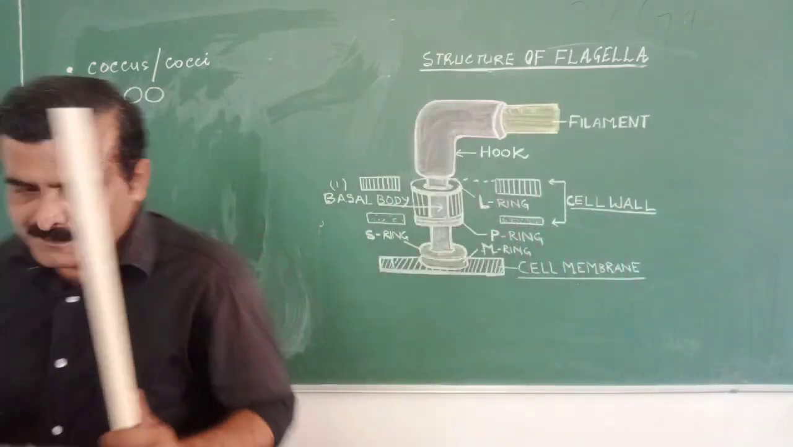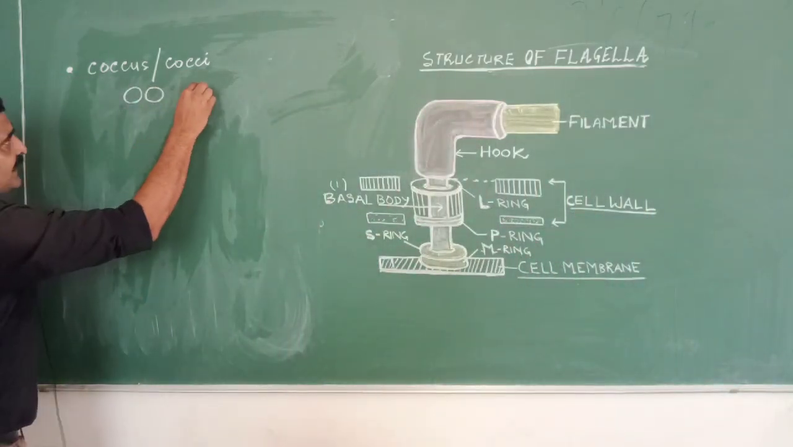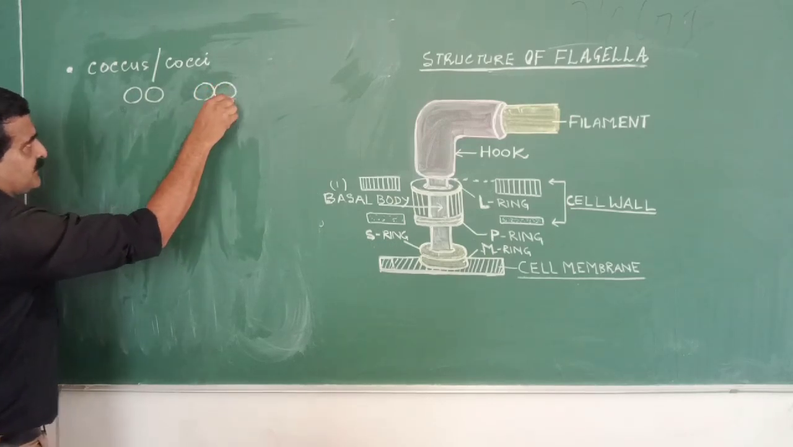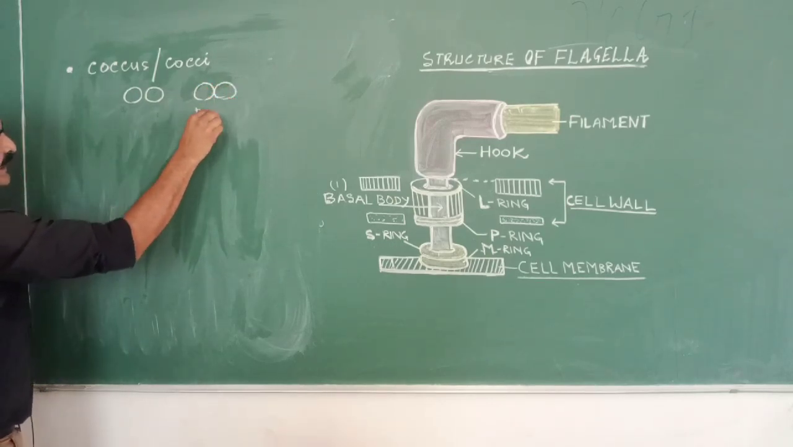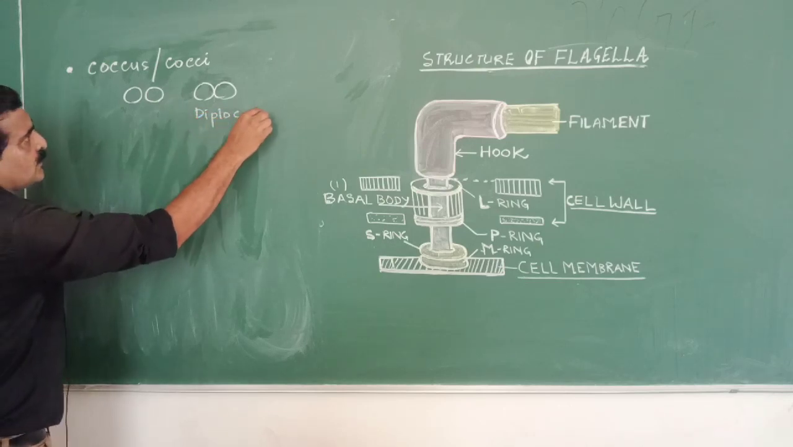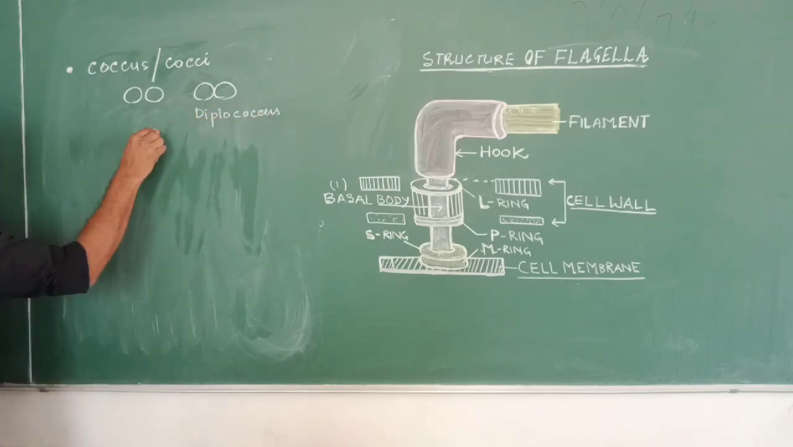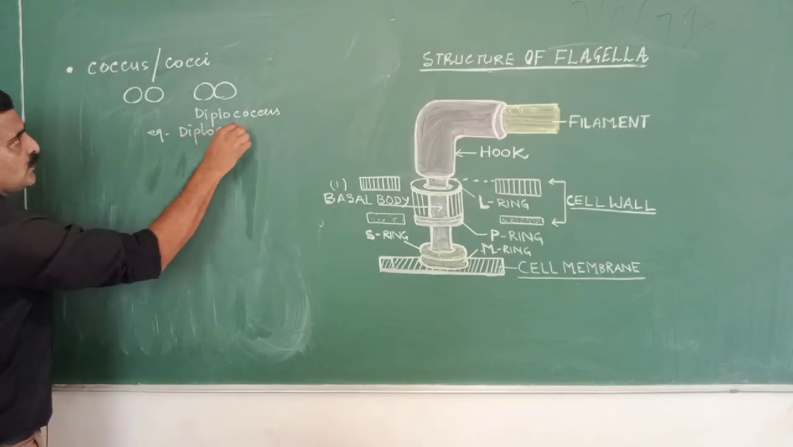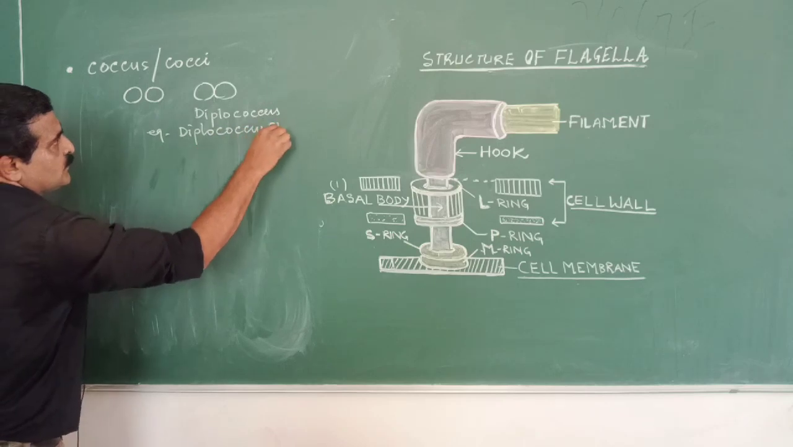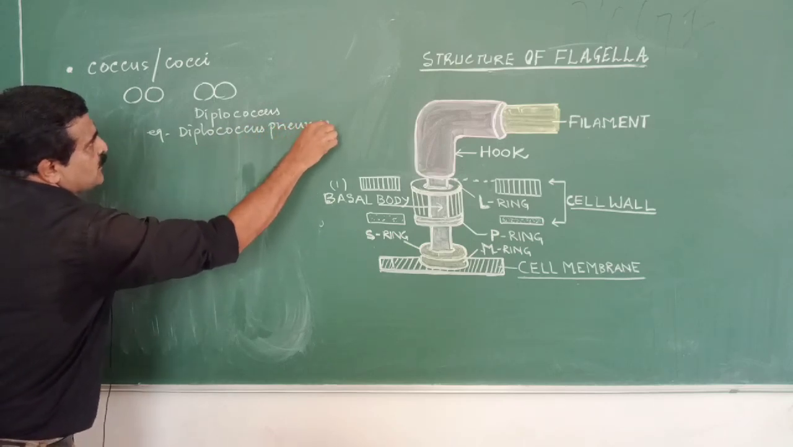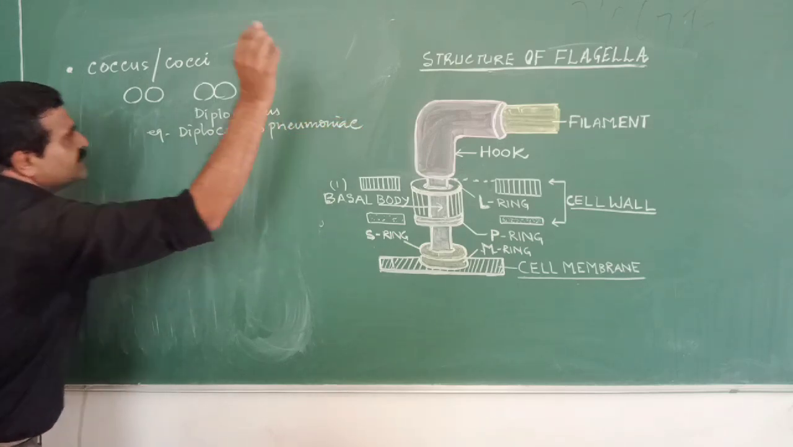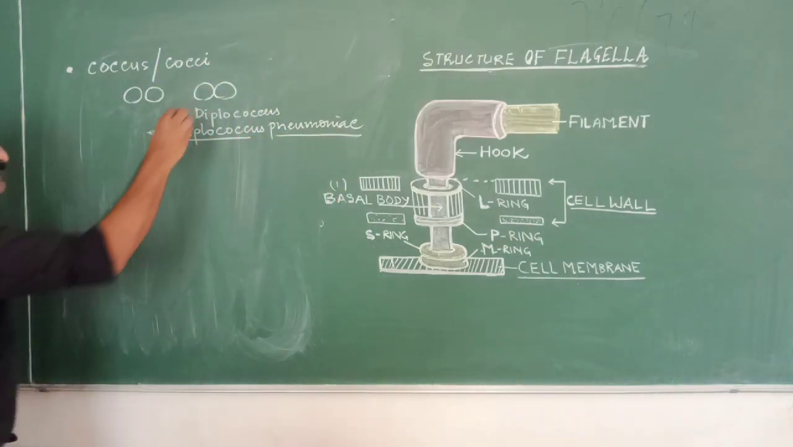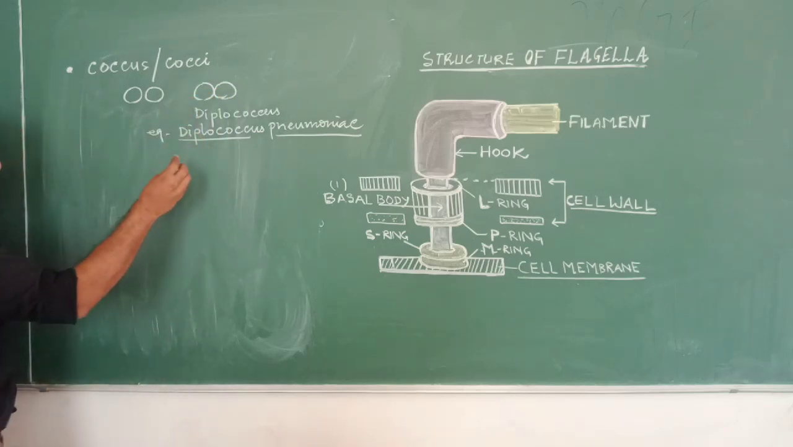Now, sometimes these coccus are arranged in pair. Now they are known as diplococcus. And the example is Diplococcus pneumoniae. Diplococcus pneumoniae, underline. Diplococcus pneumoniae. Listen to me carefully.